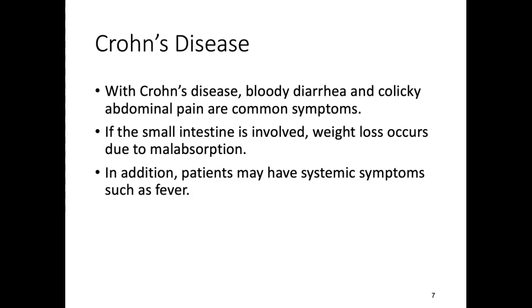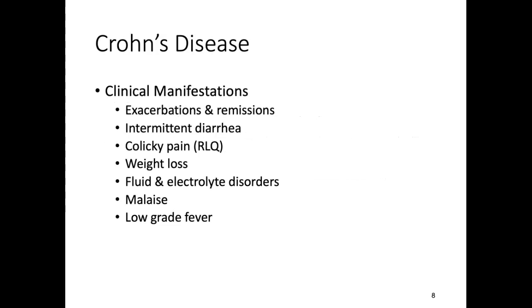So with Crohn's disease, individuals have bloody diarrhea and abdominal pain that's very colicky. If the small intestine is involved, weight loss occurs due to malabsorption. In addition, patients may have systemic symptoms such as fever because of the inflammatory process. So the manifestations are exacerbations and remissions. I talked about the diarrhea and the colicky pain and the weight loss if the small intestine is involved. You can imagine there's fluid and electrolyte disorders, malaise, and possibly a low-grade fever related to the inflammatory process.